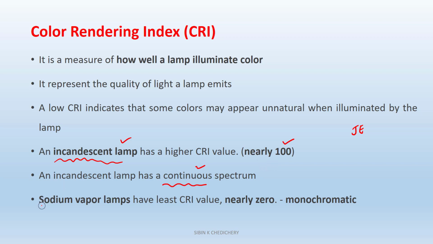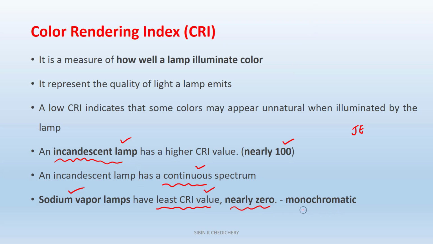Then the next point is the lamp with the least CRI value. The lamp with the least CRI value is the sodium vapor lamp. Its value is nearly 0. This is also a repeatedly asked question. The lamp with 0 CRI value is, and you will be provided options of incandescent lamp, sodium vapor lamp, fluorescent lamp, etc. The answer is sodium vapor lamp.